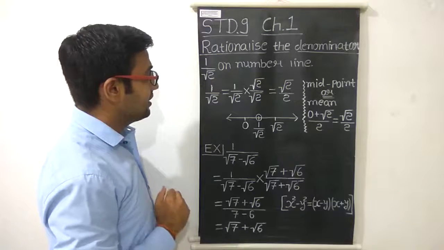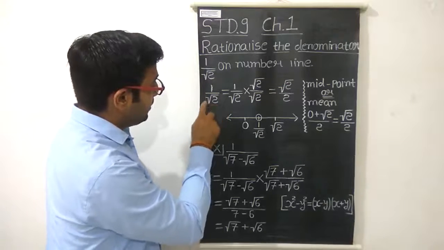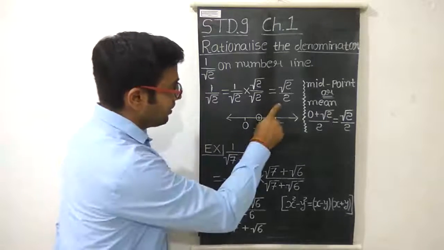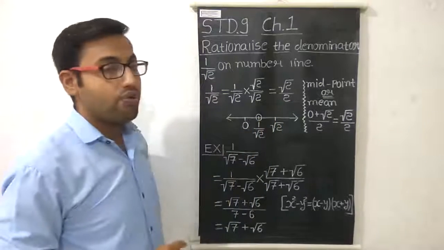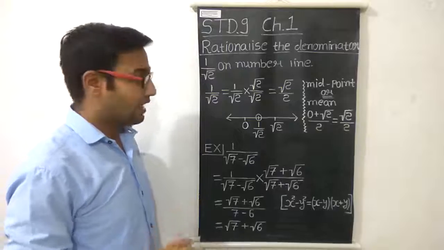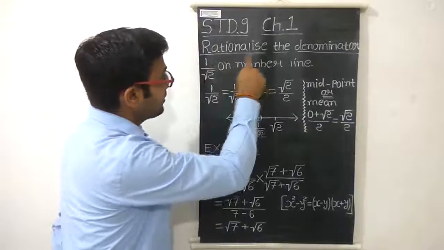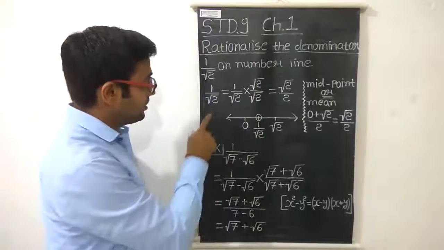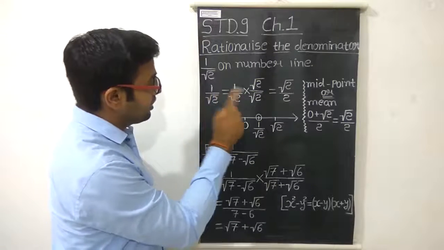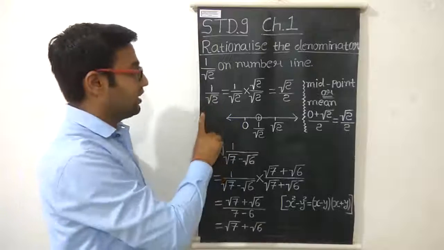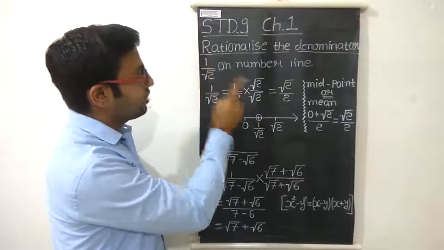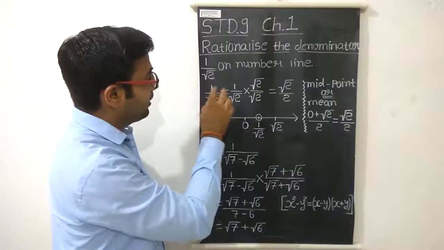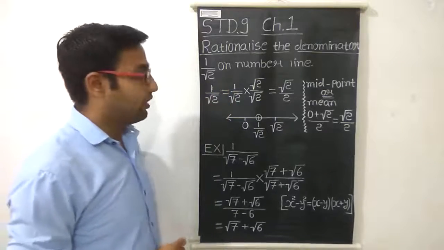Now you can see that the denominator here is an irrational number, but the denominator here is now a rational number, and that is called rationalize the denominator, right? So this is to change the denominator from an irrational to a rational number. That is called rationalizing the denominator. So now it is clear in your mind how to rationalize the denominator.